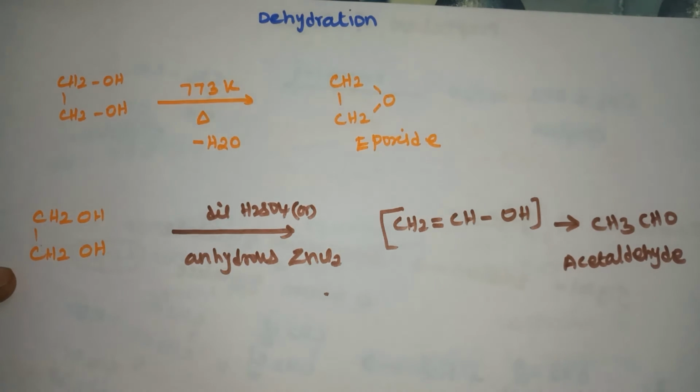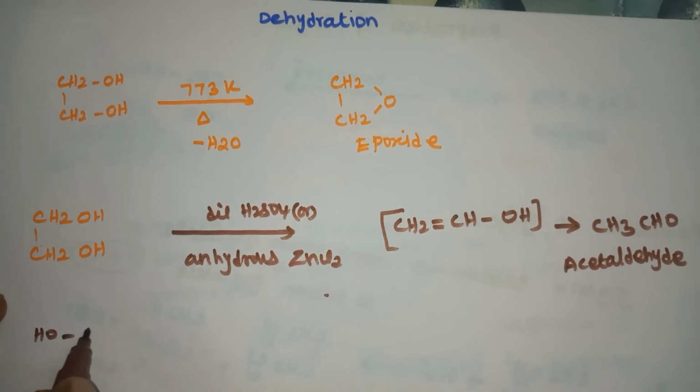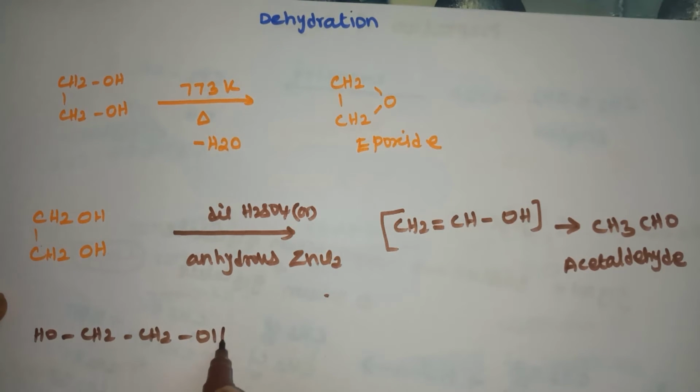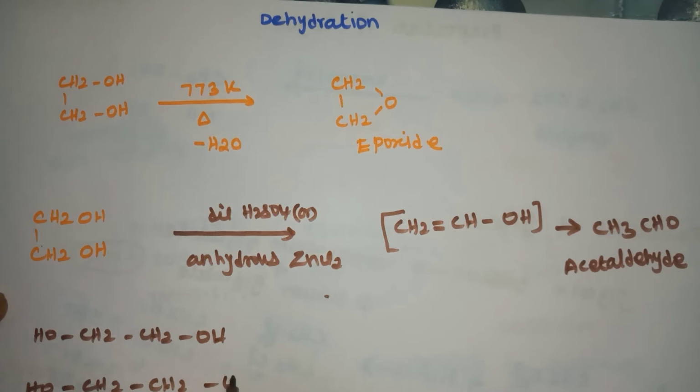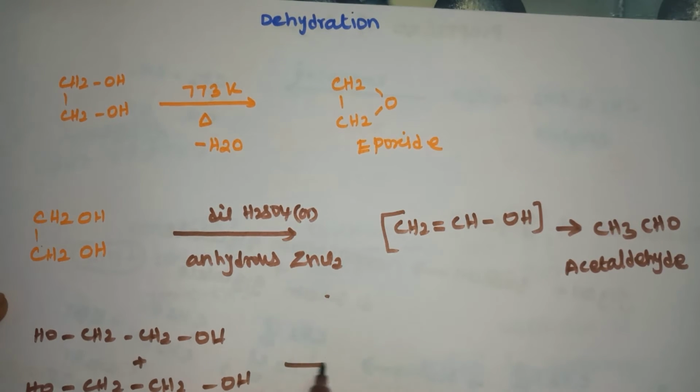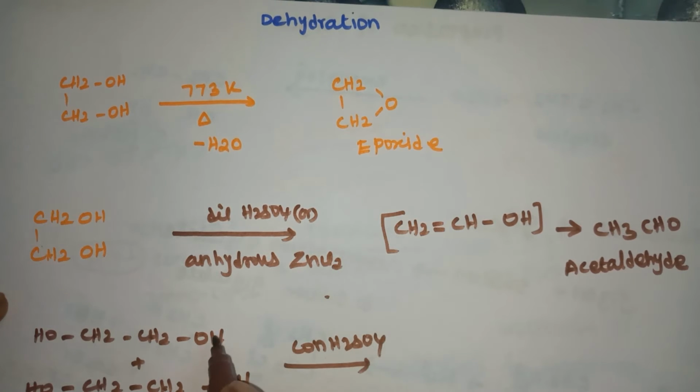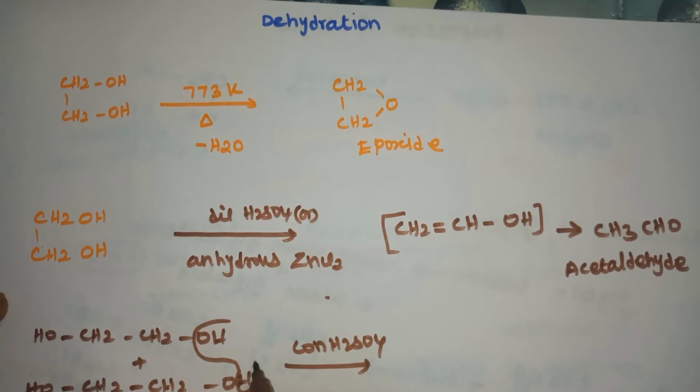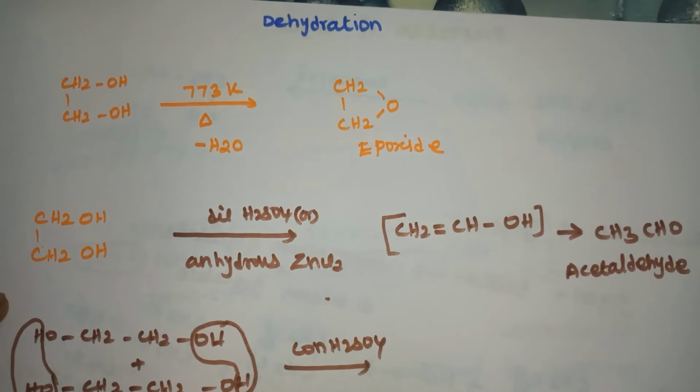Third example, 2 molecules of ethylene glycol react with concentrated sulfuric acid. 2 water molecules are eliminated from glycol, minus 2H2O. Dioxane is formed.